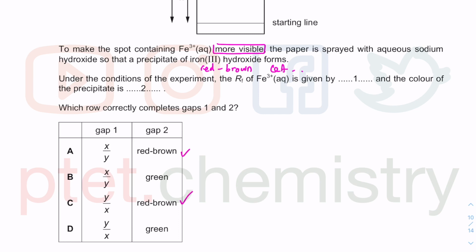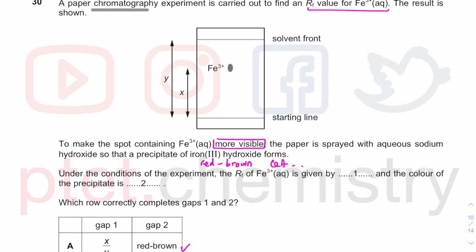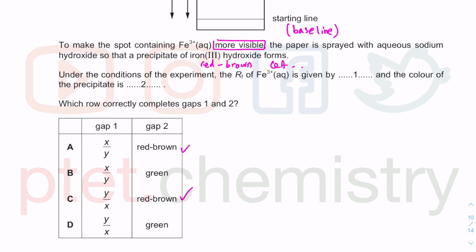So it must be a red brown color, and the RF value is to do with the distance moved by the solute relative to the distance moved by the solvent. So the RF of the iron 3 plus is how much the iron 3 plus spot has moved from the baseline. The starting line is called the baseline, to the solvent, and then the distance moved by the solvent to the solvent front. So X over Y is what we're looking for, not Y over X, as RF is a ratio between 0 and 1.